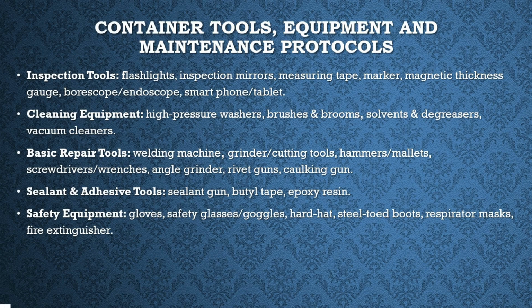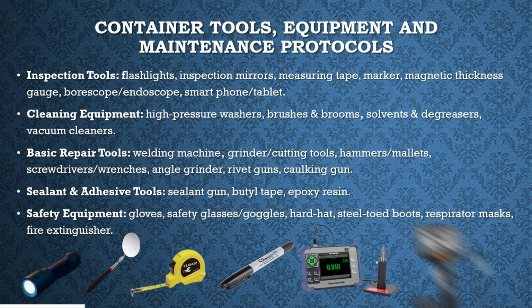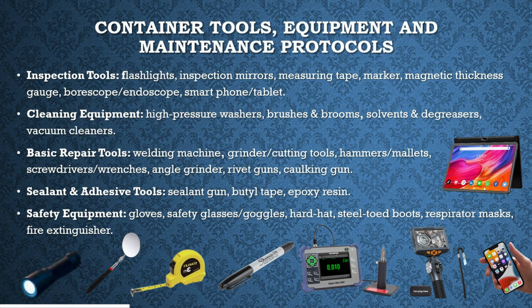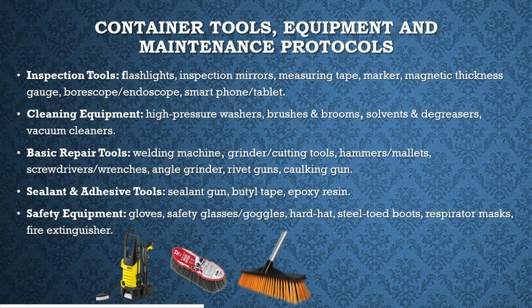Let's try to run through this slide very quickly as I want to address other things in this video. So: flashlights, inspection mirrors, measuring tape, markers, magnetic thickness gauge, borescope and endoscope, and obviously a phone or tablet which the company that the inspector works for provides you with. The second point is cleaning equipment, which involves high pressure washers, brushes and scrubs, brooms, solvents, degreasers, and vacuum cleaners.